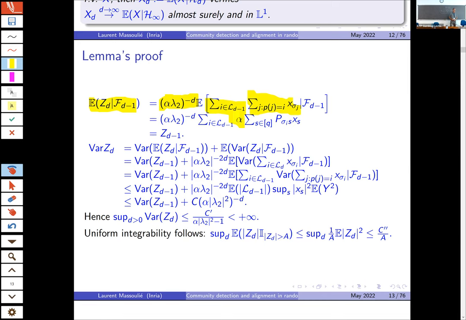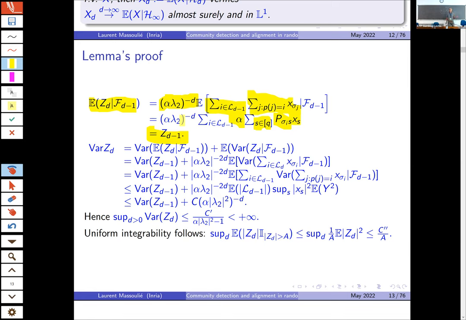And then I will, for one child, condition on the spin of its parent and average over the values of its own spin. So that's going to be a sum over possible values of its spin of the transition probability P(sigma, s) times X_s. And so this is where I use the fact that I have used an eigenvector of P. So that is exactly lambda 2 times X_sigma(i). And this is how I get that my process is indeed a martingale.